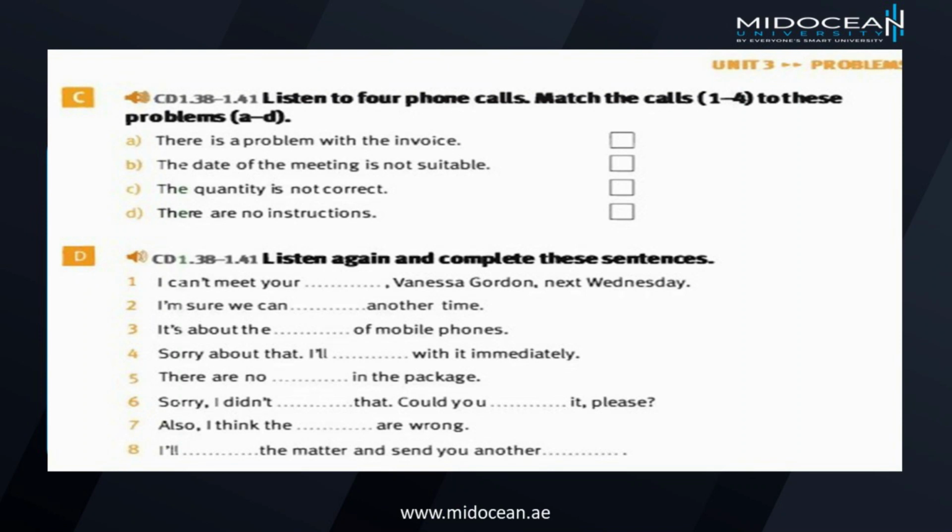Unit 3. Problems. Track 38. Call 1. Hello? Hello, Jackie Singer here. Can I speak to Beverly Simpson, please? Speaking. How can I help you? I've got a problem. I can't meet your boss, Vanessa Gordon, next Wednesday. Something's come up. Okay. I'll pass on your message. I'm sure we can arrange another time. Thanks very much. Bye. Bye.